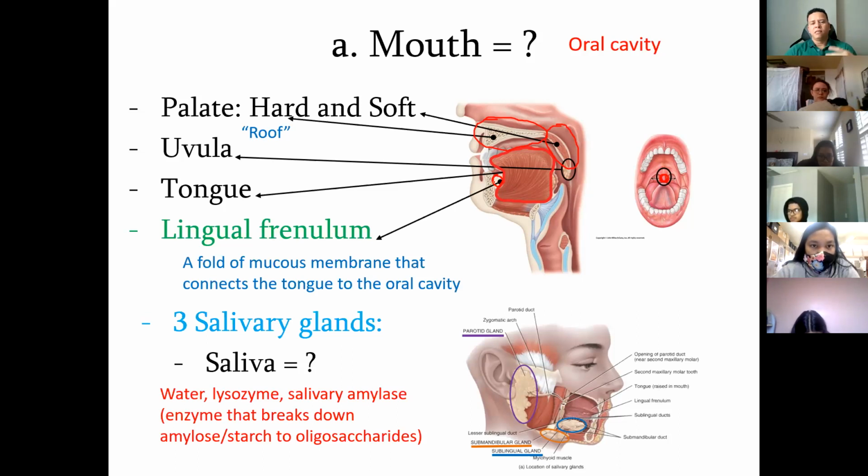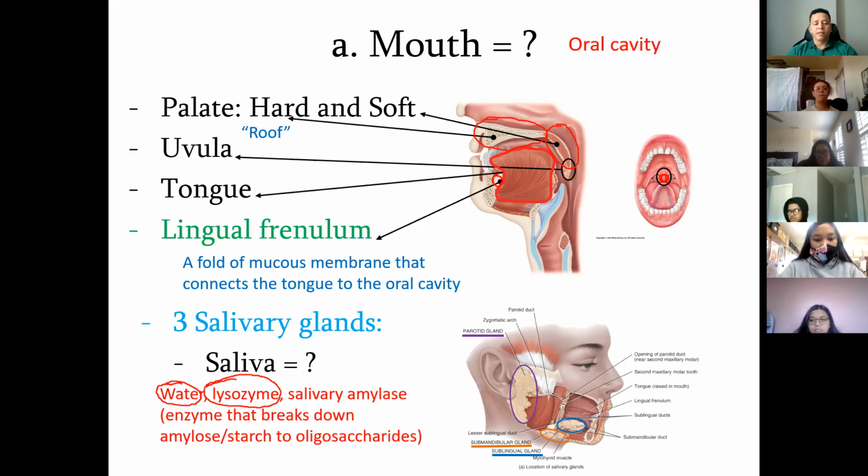Now, even though we have these different salivary glands, they all produce exactly the same thing. They all make the same saliva, okay? What do we find in saliva? In saliva, we find mostly water. We're also going to find an enzyme called lysozyme, which, by the way, we find in several different bodily fluids. We find lysozyme in our sweat. We find lysozyme in our tears. We find lysozyme in our saliva. Lysozyme breaks the cell membrane of bacteria, okay?